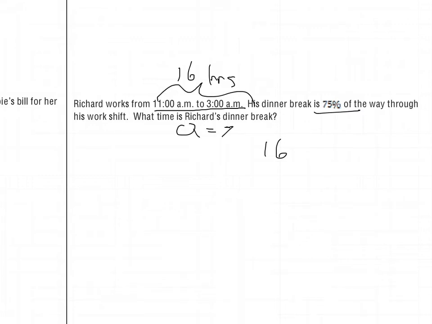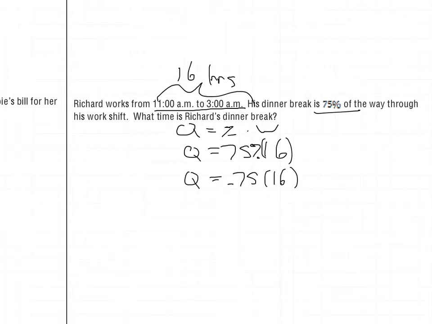Quantity equals percent times whole. 75% times the 16 gives us how far along his break was. That's 0.75 times 16. That's actually another one I can do in my head though, because we know 75% is 3/4. 3/4 of 16 is 12. So 12 hours through is when his break is, which is at what time? Well, 12 hours after 11 a.m. would actually be 11 p.m.